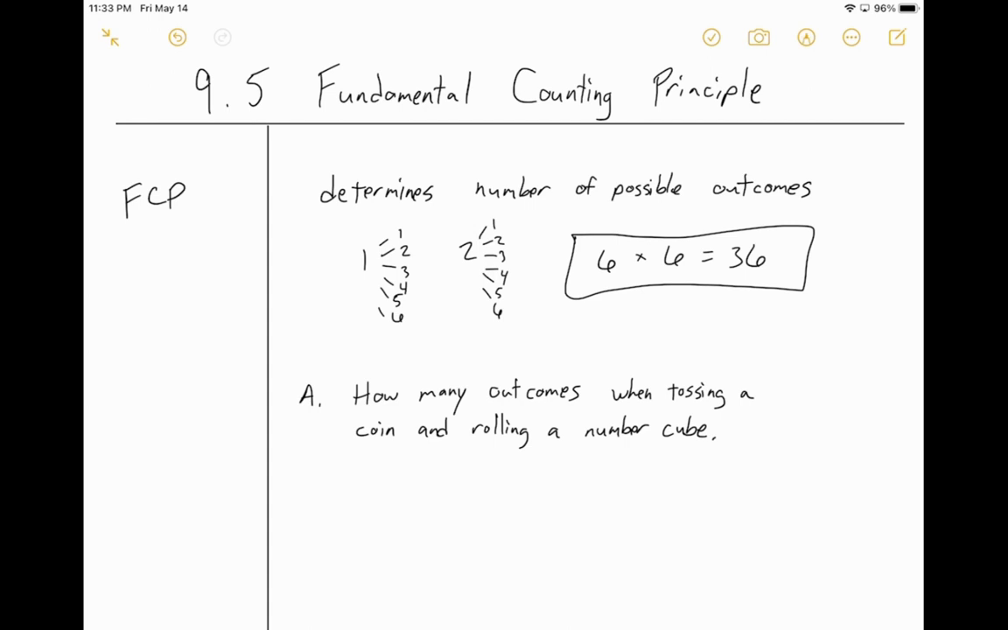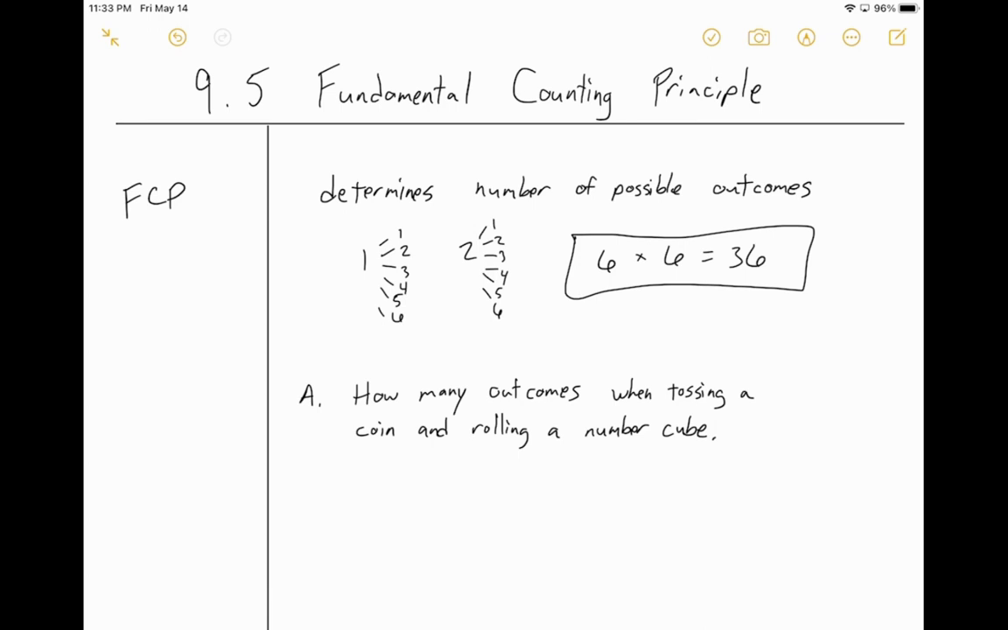And again, this is important for probability because if you know how many outcomes there are, then you can tell how probable something is of happening, right? It goes hand in hand with the probability part. So, how many different outcomes could happen?